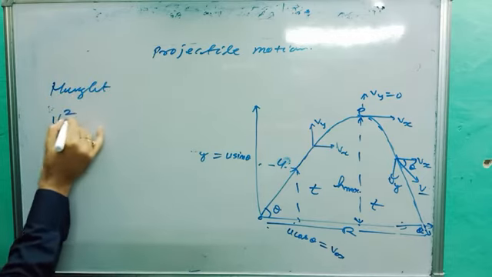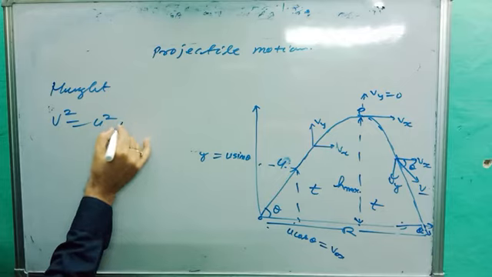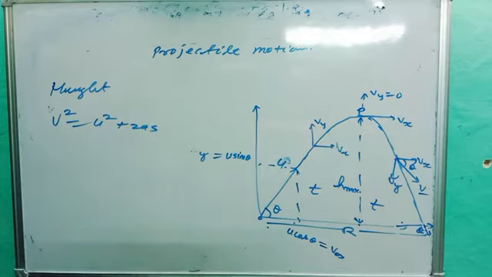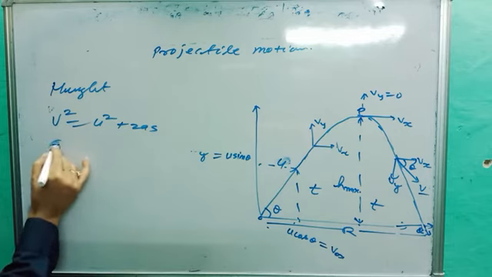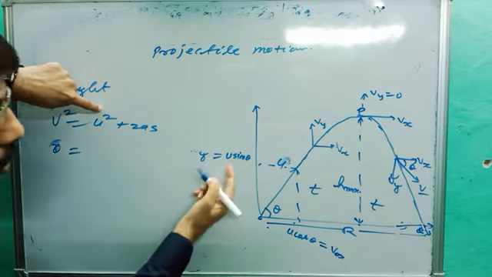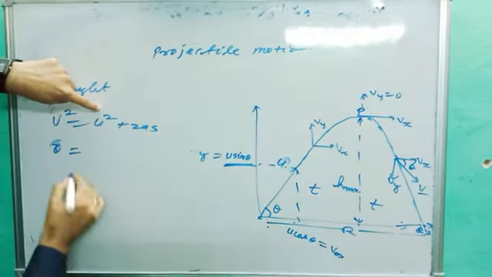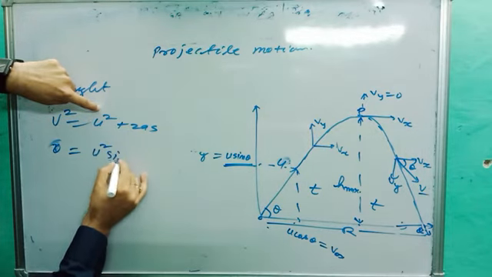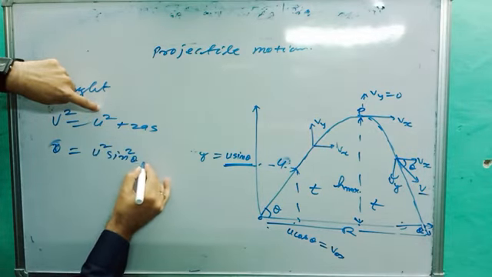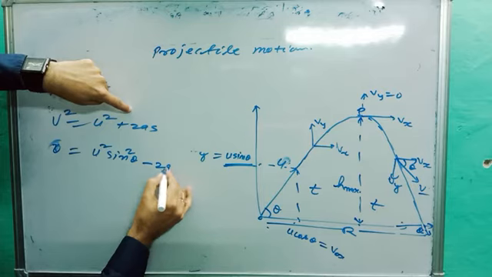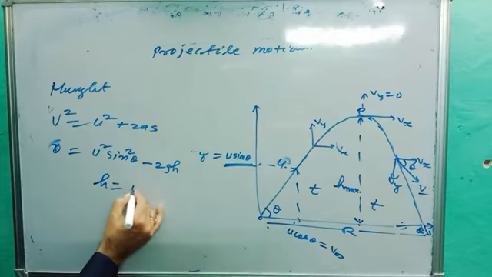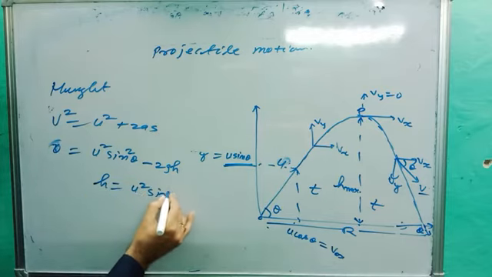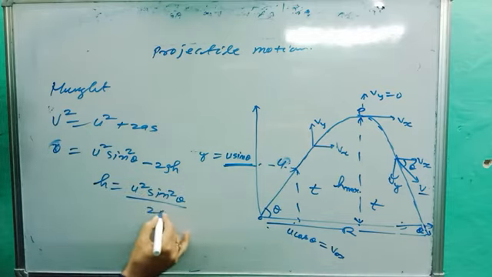We will apply the formula v square is equal to u square plus 2as. By that formula we can get the height. So here v is 0, equal to u square, and you should know u is given, always take u sin theta. So u square sin square theta, not plus, minus 2gh. Height is h, we have taken h. So we get h is equal to u square sin square theta upon 2g.